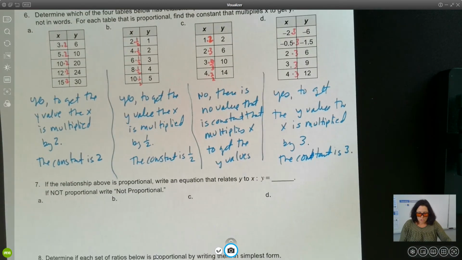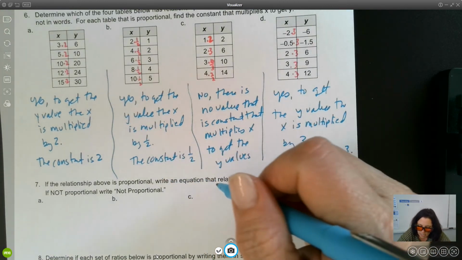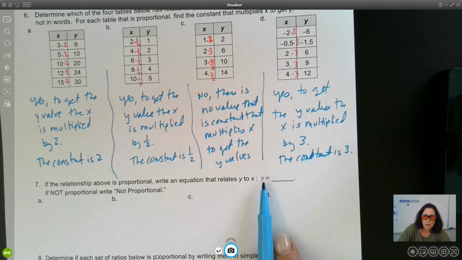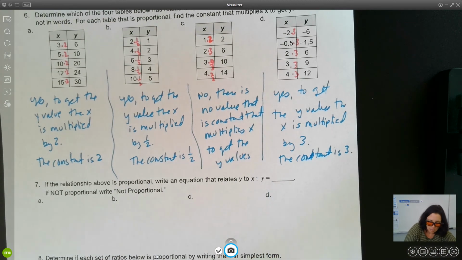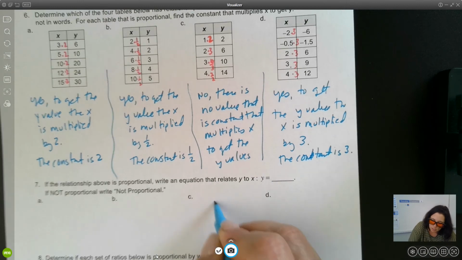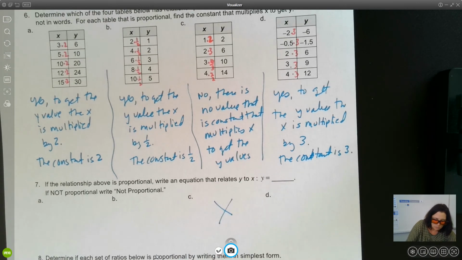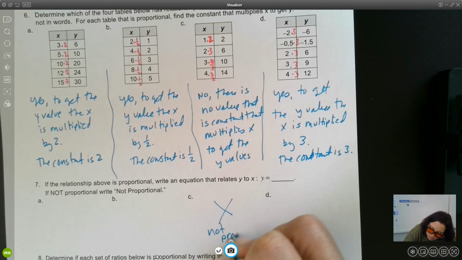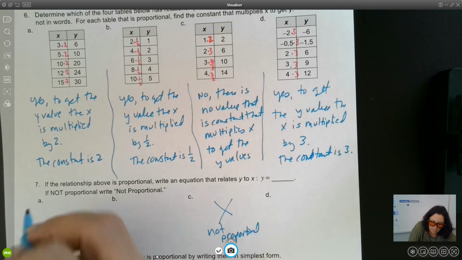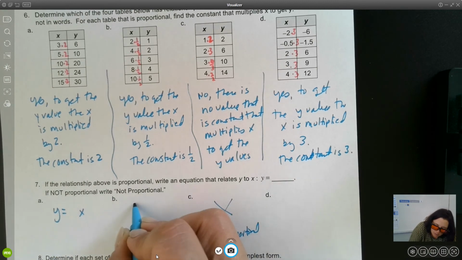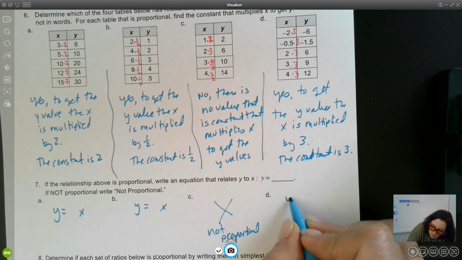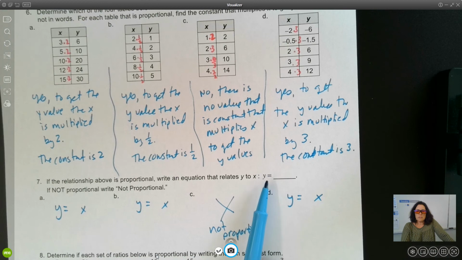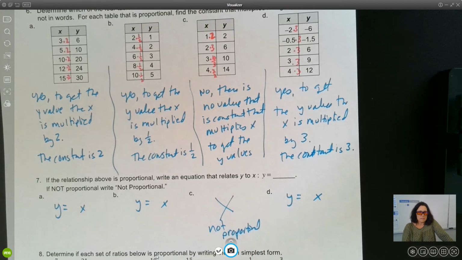All right, if the relationship above is proportional, write an equation that relates y to x in the form of y equals something. So if it's proportional, this one we're not doing, it's not proportional. Oh, it says if not, right? Not proportional. Okay, but this one is, and this one is. We're always going to be in the form y equals something times x.